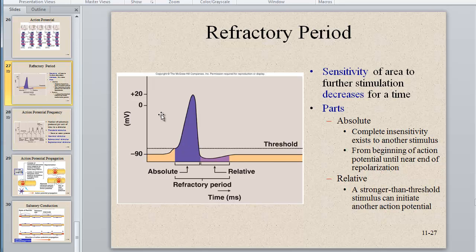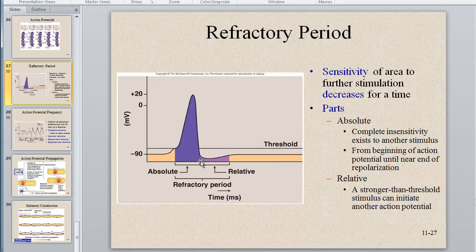So we call this the absolute refractory period. It occurs from the beginning of the voltage-gated sodium channels opening to the end of the voltage-gated potassium channels closing, which means we absolutely cannot stimulate another action potential until all the voltage-gated channels are closed again and we're ready to begin stimulating that membrane.